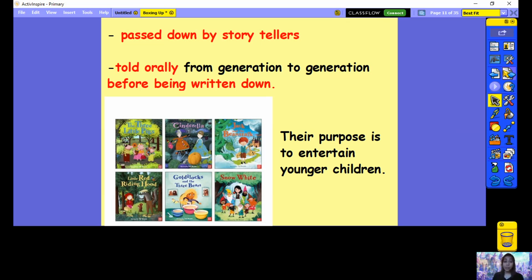And their purpose, so the reason we have these stories, is to entertain younger children. So some of you might find that these are a bit babyish, which is quite all right. But the reason we are doing this is to know what makes different types of stories, what ingredients go into them.